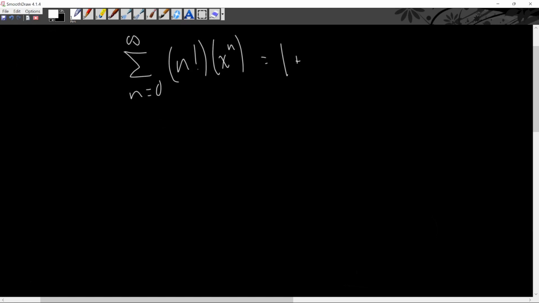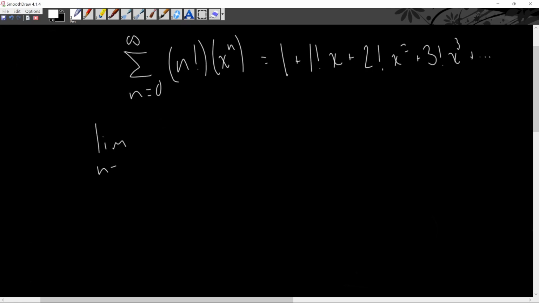You have 1 plus, well, obviously you have 0 factorial, which is 1, and then x to the 0, which is also 1. So 1 plus 1 factorial times x, plus 2 factorial times x squared, plus 3 factorial times x cubed, and then on and on. And so let's do the ratio test.